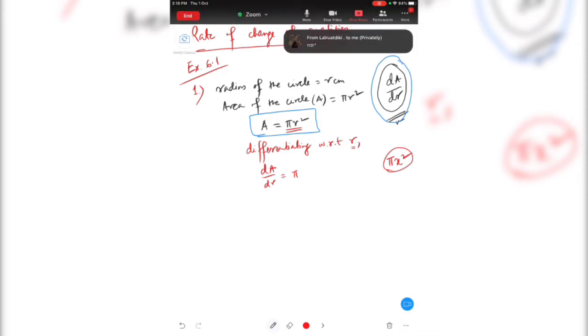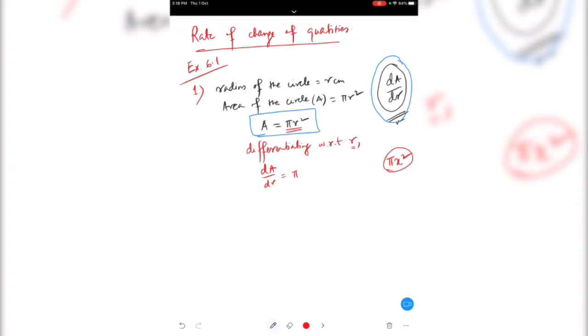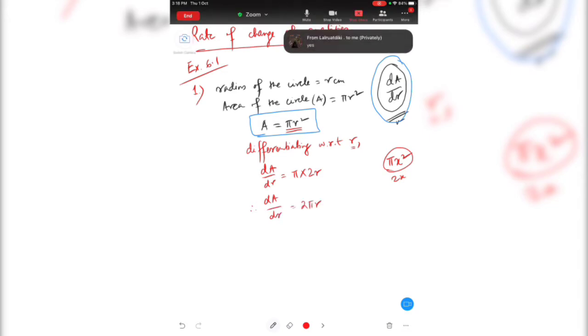Differentiation of x square is what? 2x, right? So pi into 2x. Differentiation of r square is 2r. So differentiation of r square will be 2r. Yes or no? So dA/dr is given by 2 pi r.